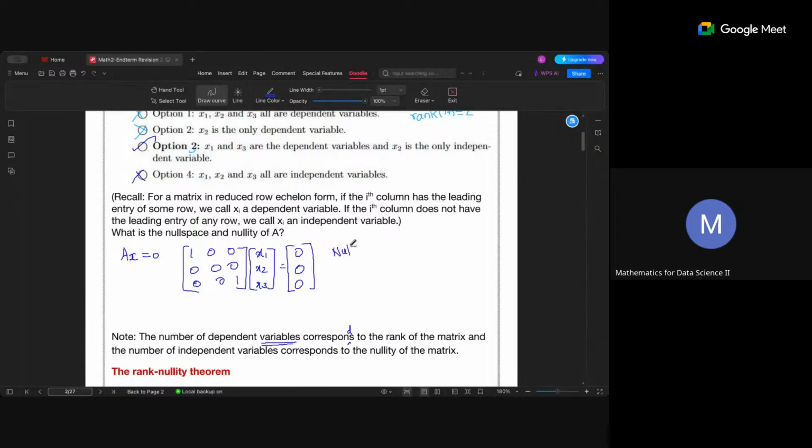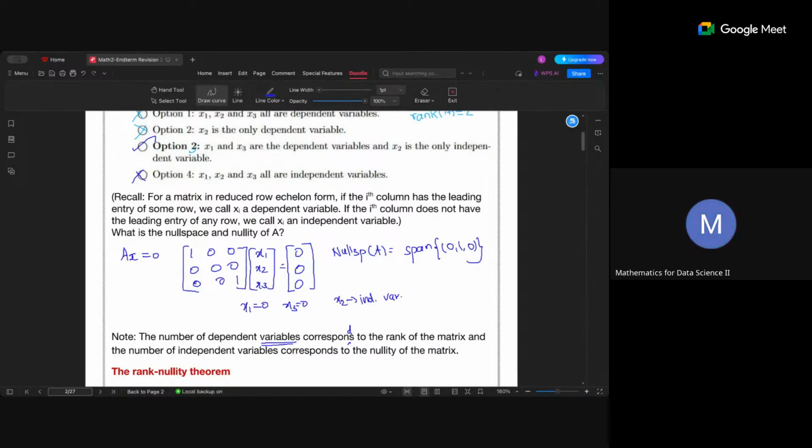So the null space of A is the span of (0, 1, 0). This is because here you have x1 = 0 and x3 = 0, and only x2 is your independent variable, and hence you can put this as 1. In fact, you can put any non-zero number, then the span of that vector is the null space. This is applicable only to the independent variables. If x1 and x3 were independent, then the null space would be spanned by (1, 0, 1).